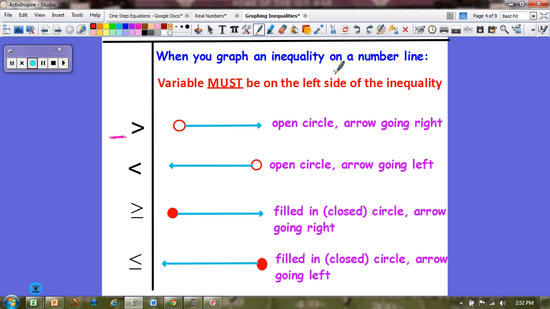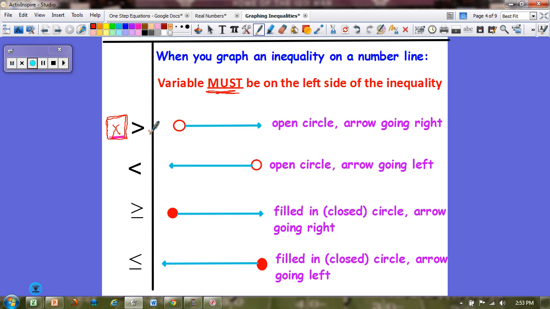Now when you're graphing an inequality on a number line, the variable must be on the left side of the inequality. And it's going to help you out, a little trick, as long as you have it on the left side. If I have my variable on the left side, I'm able to easily graph on my number line. Now with different symbols, there are different ways of graphing.